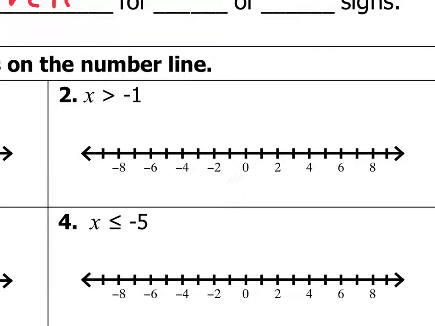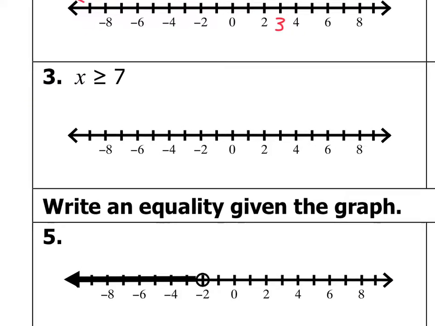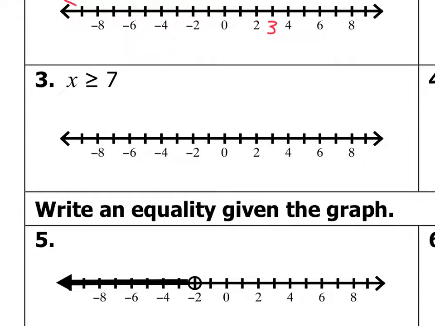Okay, let's look at number 2. -1 is right next to the 0. Open or a closed circle? Open. And it's greater than, so I shade to the right. Okay, again, this is greater than, and that's a greater than symbol. Okay, number 3. I'm going to go to 7, which is in between 6 and 8. Open or closed? Closed. And then this is a greater than symbol, so I shade to the right.